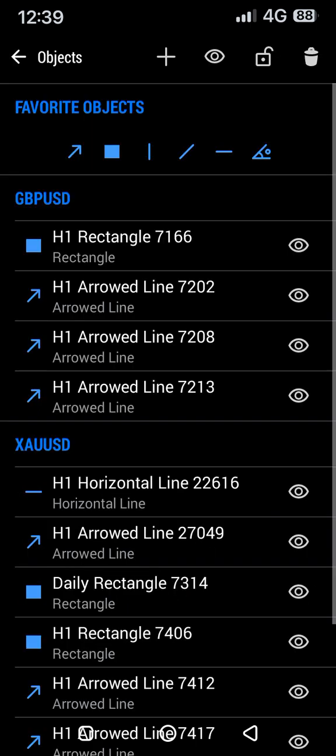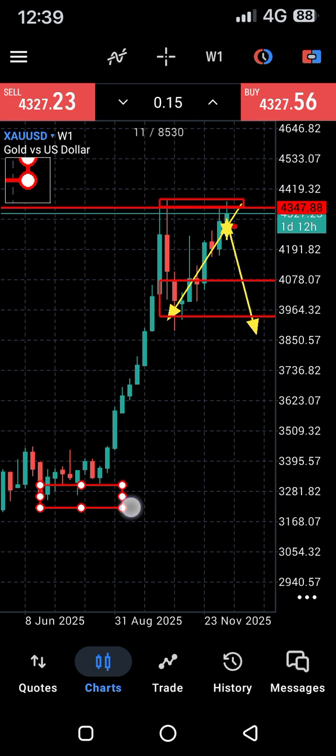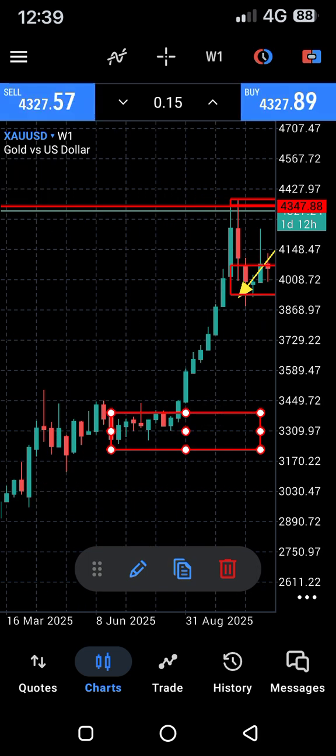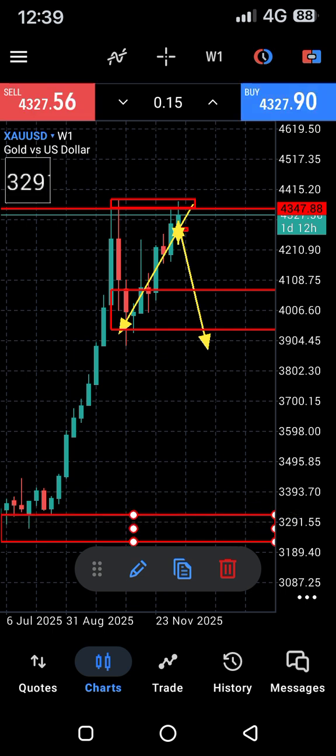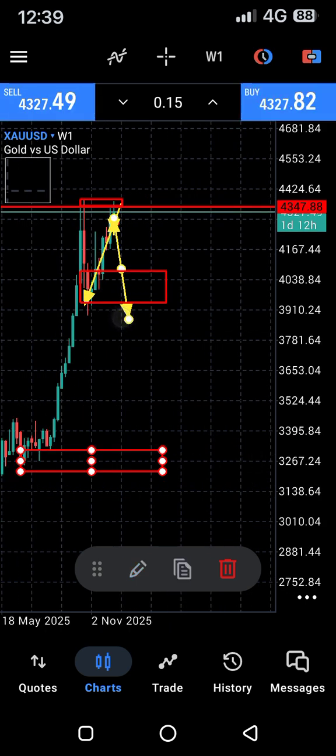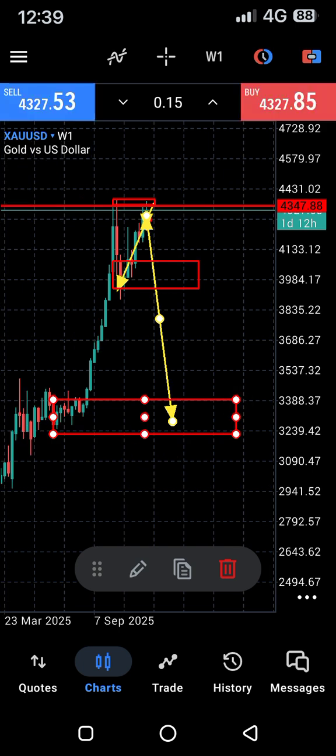Then we have another second zone over here. This is another area where we saw that buyers kicked in. So this is another area of support. This is a weekly time frame. Imagine this is a weekly, it's not a daily, but a weekly. That means it can take even months.